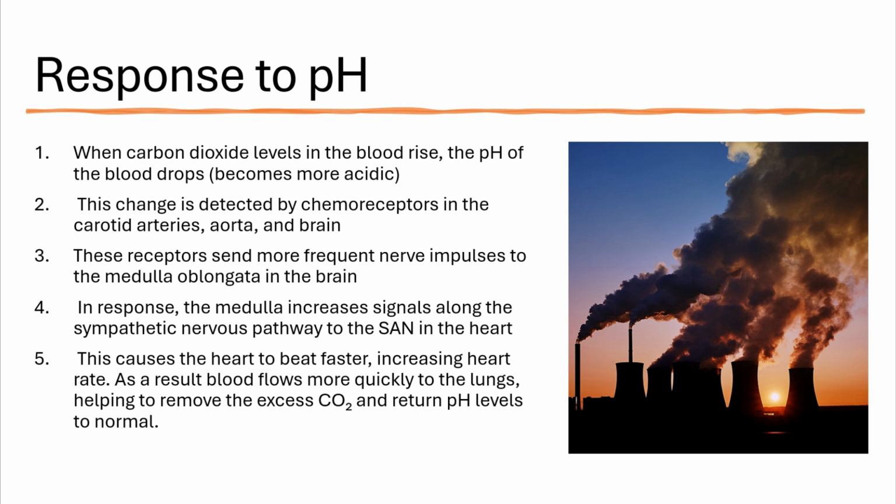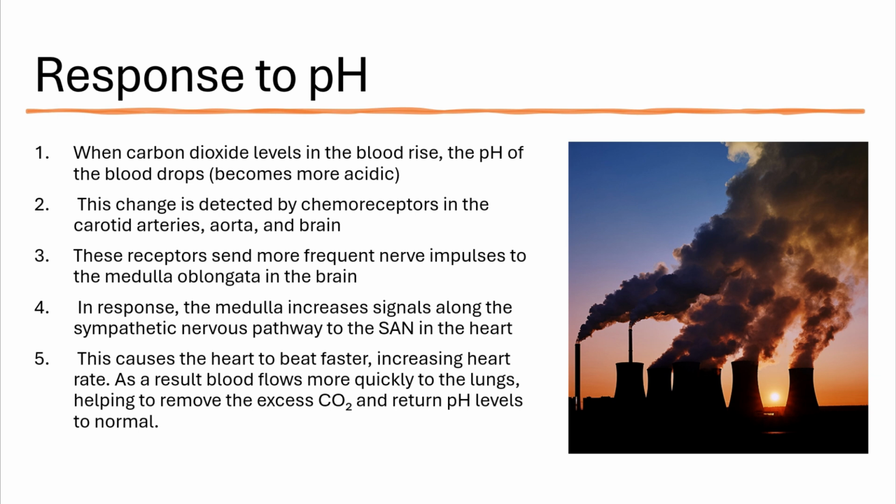These receptors send more frequent nerve impulses to the medulla oblongata in the brain, yeah? So that's obviously through the sympathetic. So when you're writing, you can know if something is going to speed up. For example, if you've got CO2, you need to remove the CO2, so the blood needs to move faster. So you can talk about that as through the sympathetic, you see what I'm saying?